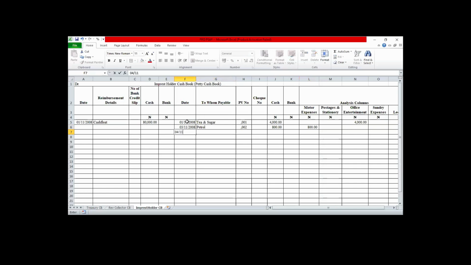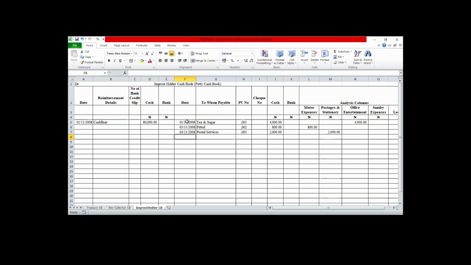4th of November. What happened there? Postal services. That's the 3rd invoice. How much? 2,000. That one will go under postages and stationery. What's the next one? 5th of November.